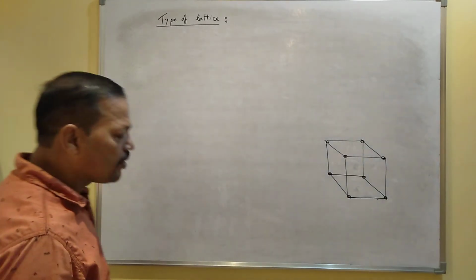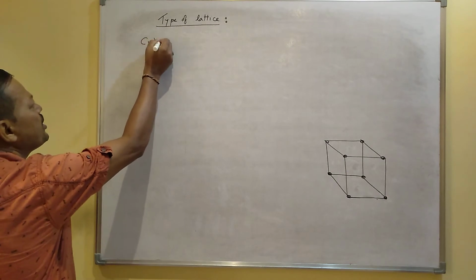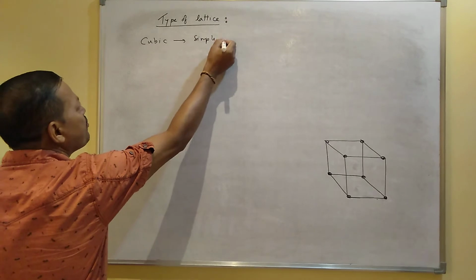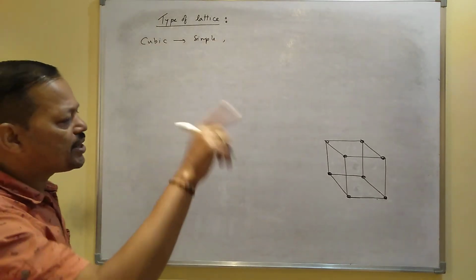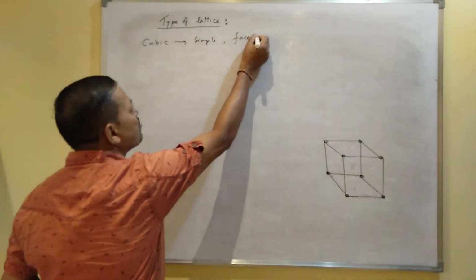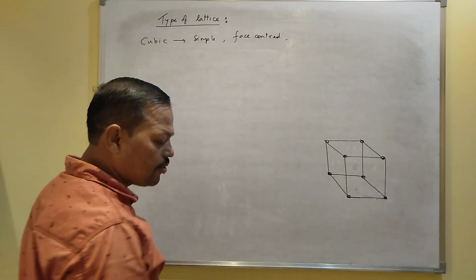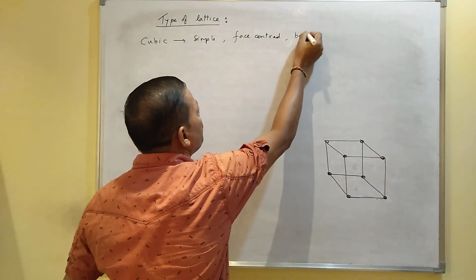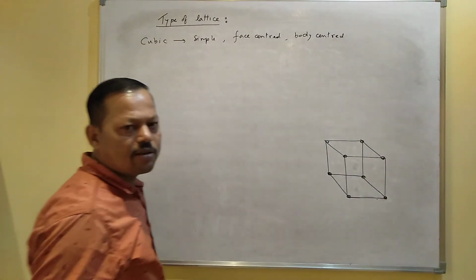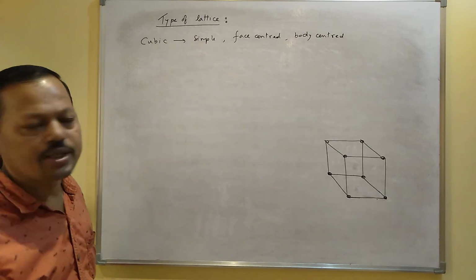For example, if your unit cell is cubic, it can form simple, primitive, where the particles are present at the corners. It can form face-centered, and it can form body-centered also, but it cannot form end-centered, because end-centered cubic is unstable. That is why it produces only simple, face-centered and body-centered.